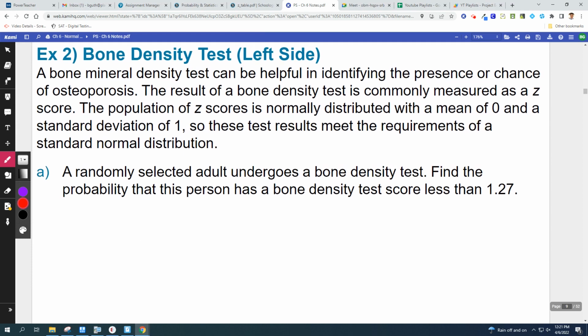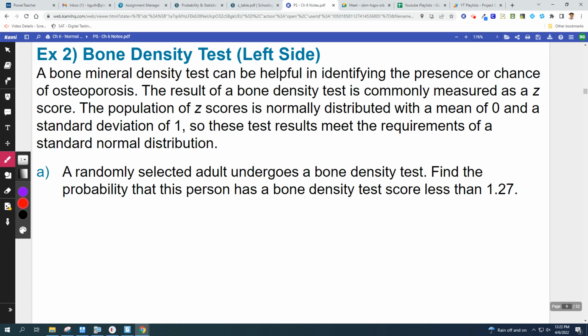Number 2, bone density test. A bone mineral density test can be helpful in identifying the presence or chance of osteoporosis. The result of a bone density test is commonly measured as a Z-score. The population of Z-scores is normally distributed with a mean of 0 and standard deviation 1.